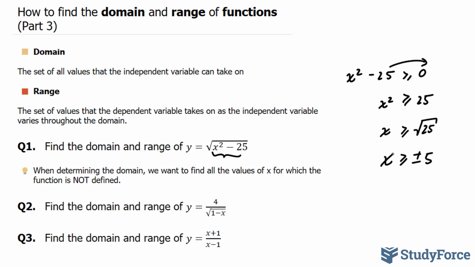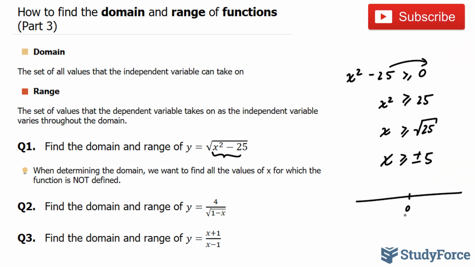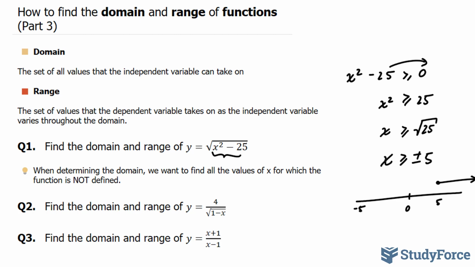Now, here's the problem with this. If I put this on a number line, let's say that this is 0, and x, when it's greater than 5, would look like this. So anything greater or equal to 5 would look like this. And x must be greater or equal to negative 5. X being greater than negative 5 means everything going this way. So there's a contradiction of some sort.